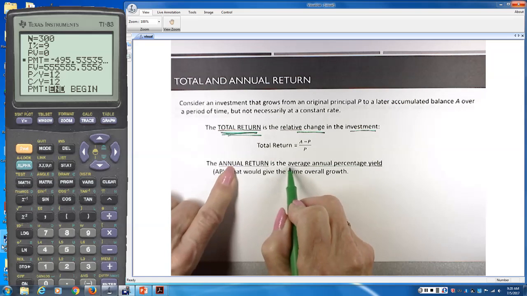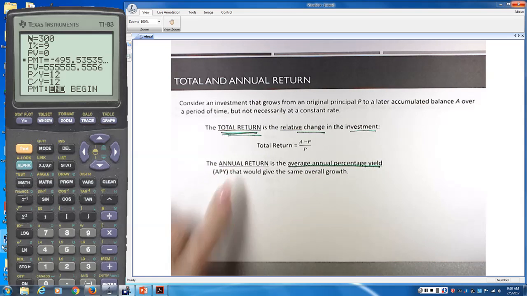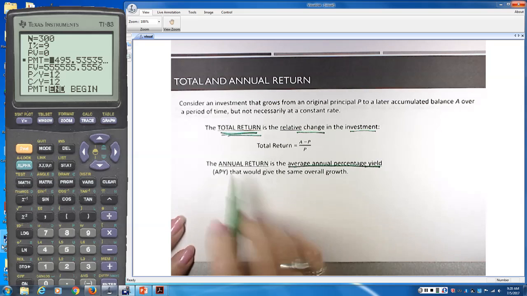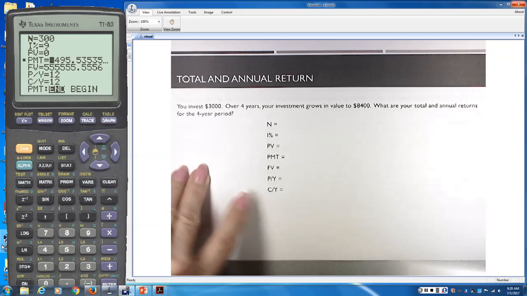So the annual return is the average annual percentage yield, kind of like the APY, that's going to give you the same total return. So let's look at an example of that.